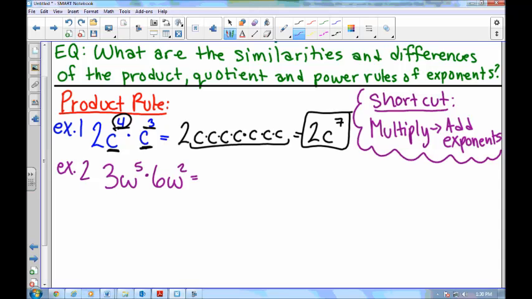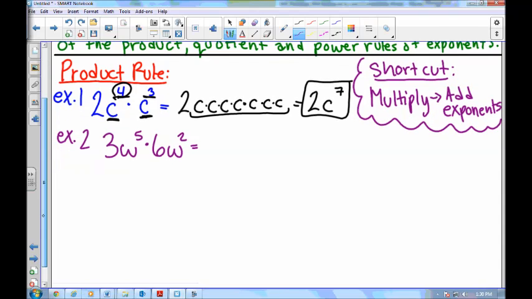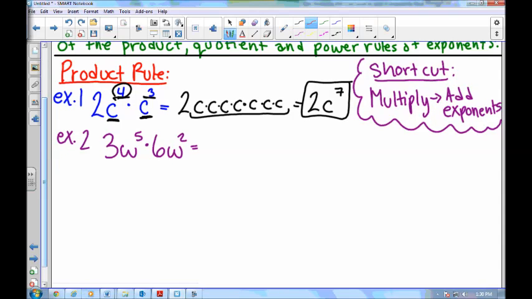Another way to show work is using the shortcut. We take the 5 and the 2, and what are we supposed to do with those exponents? Add. If you like expanding, you can totally do that, but once the numbers get larger than about 5, you get lots of letters and it gets kind of messy. Or we can do W to the 5 plus 2, which is 7. So 9W to the 7th. Is that good? That's not good.